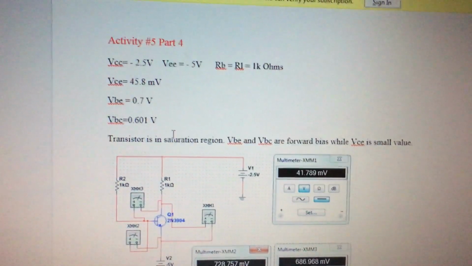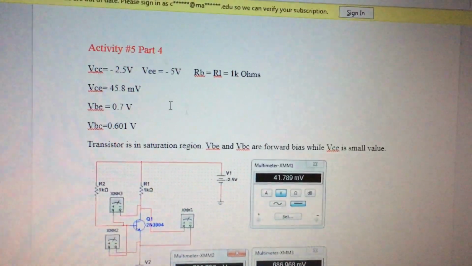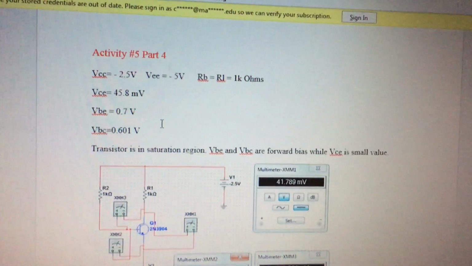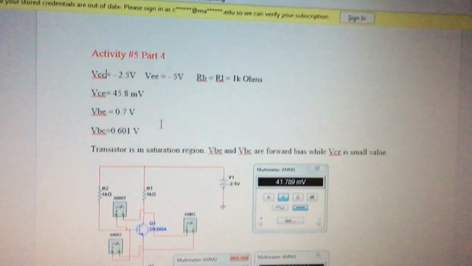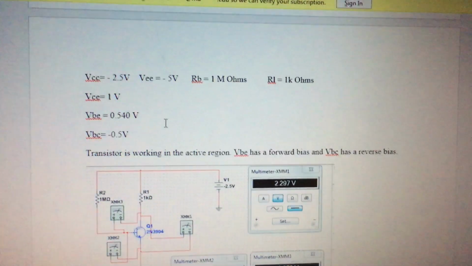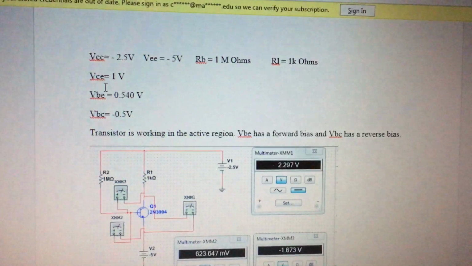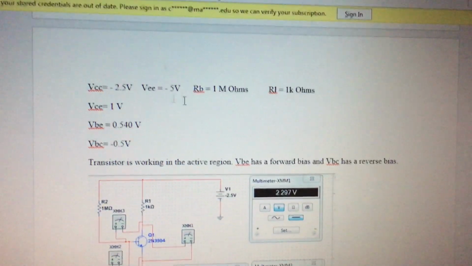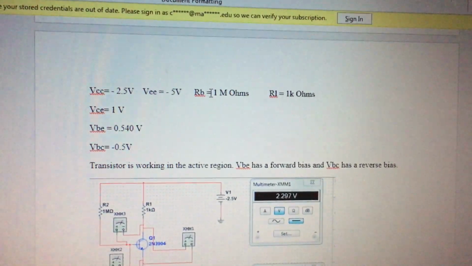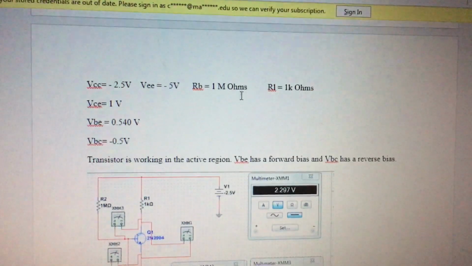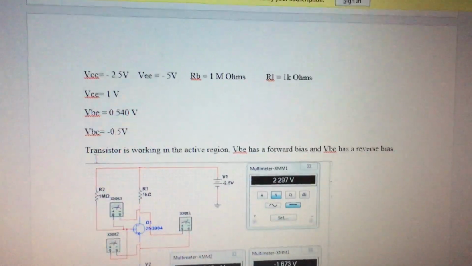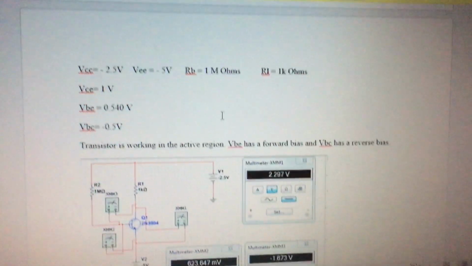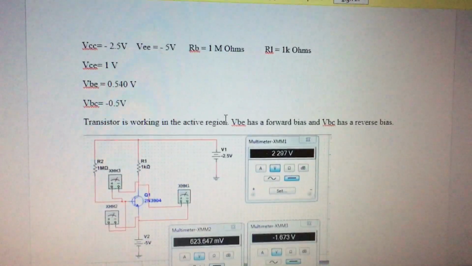And here this transistor is in the saturated region because we can see the base-emitter junction and the base-collector junction are both forward biased, while the collector-emitter voltage is a small value. Here, in this case, the bias voltage is negative 2.5, emitter bias is negative 5, and the base resistor is 1 mega ohm, load resistor is 1 kilo ohm. The transistor is in the active region, the base-emitter junction has a forward bias, and the base-collector junction has a reverse bias.